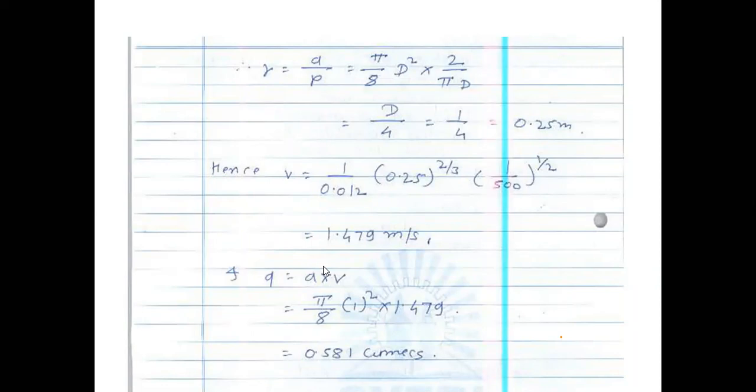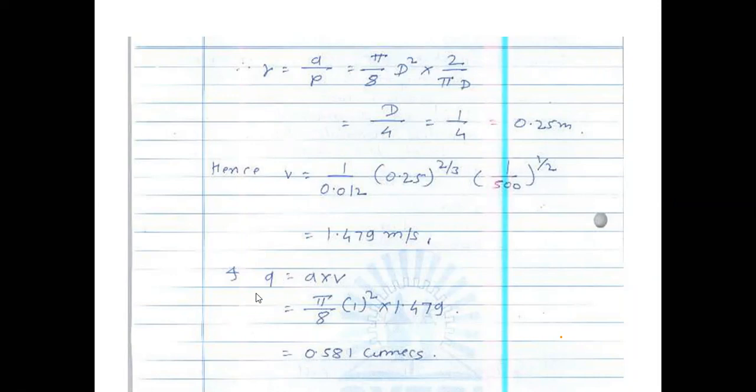Now hence you can determine V. Small v is equal to 1 upon n. The value of n is given to you, 0.012. And small r we have determined, and that is 0.25 raised to 2 by 3 into s. S is given to you. It is 1 upon 500, already given to you in the example. So from that you can calculate small v, and here I have calculated it. It is 1.479 meter per second. You should not forget to write down the unit for the answer. Okay, it is the velocity, so it is meter per second.